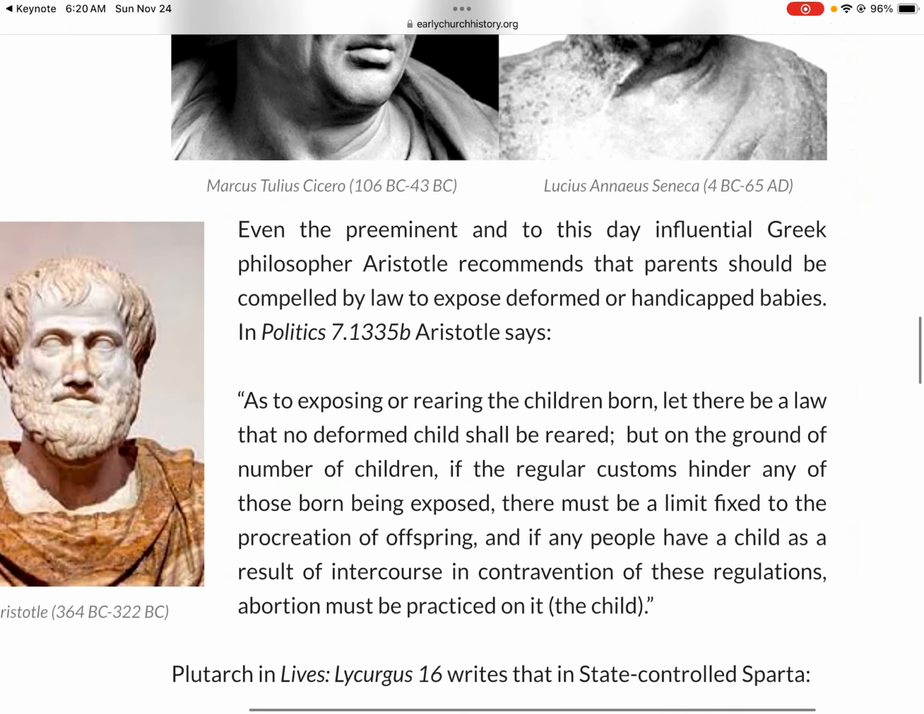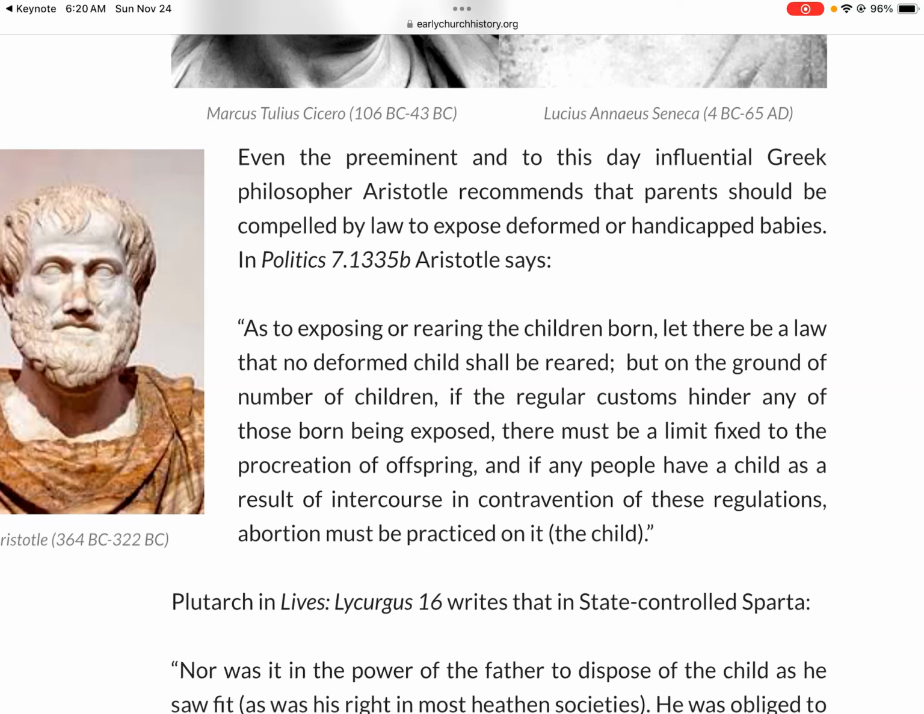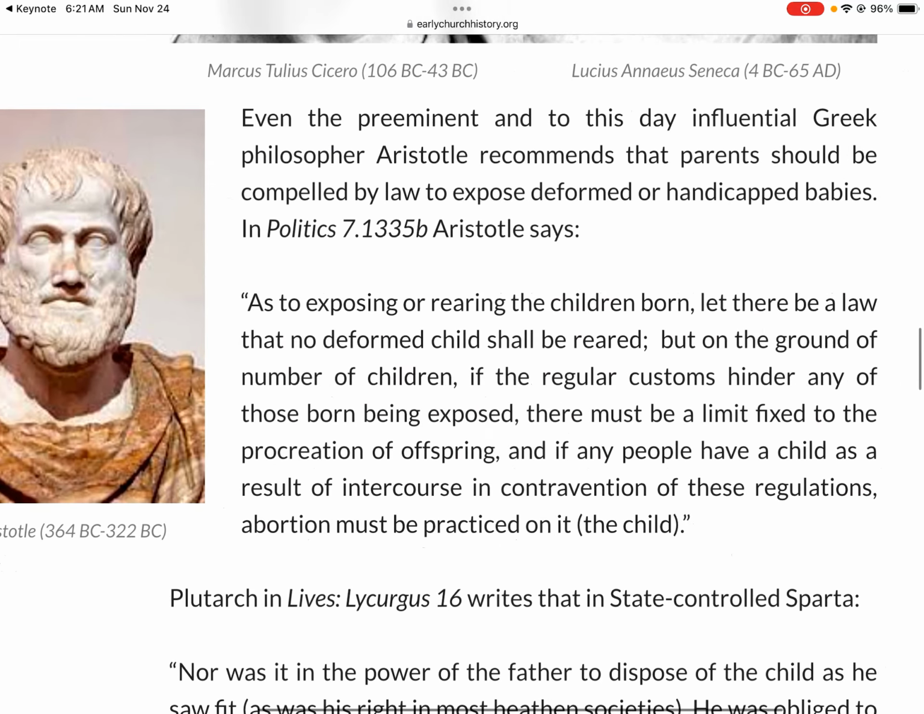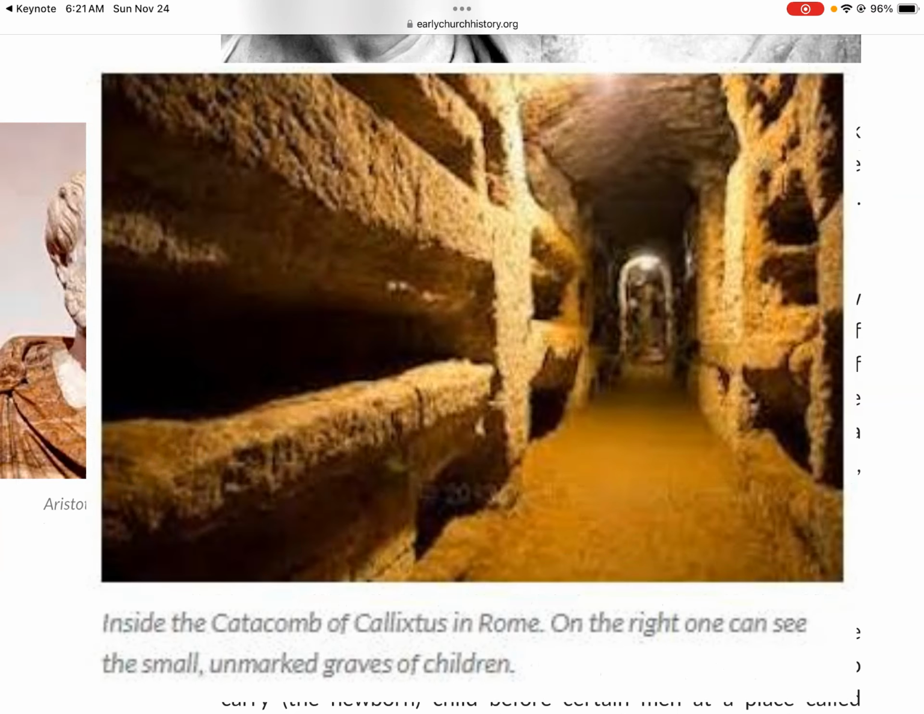Even the preeminent and to this day influential Greek philosopher Aristotle recommended that parents should be compelled by law to expose deformed or handicapped babies. Aristotle, the premier philosopher, everyone knows the name Aristotle, right? Pretty much, if you've been in education at all. "As to exposing or rearing the children born, let there be a law that no deformed child shall be reared. But on the ground of number of children, if the regular customs hinder any of those born being exposed, there must be a limit fixed to the procreation of offspring. And if any people have a child as a result of intercourse in contravention of these regulations, abortion must be practiced on it."